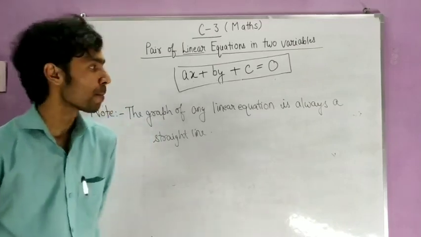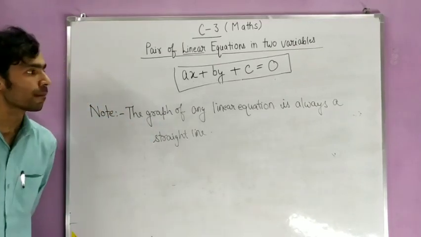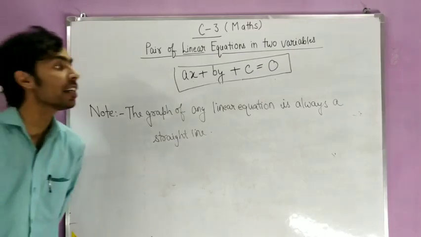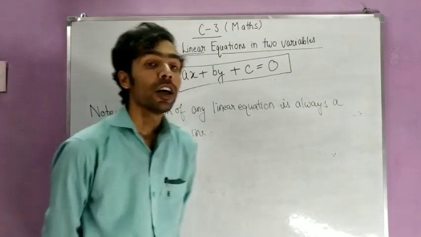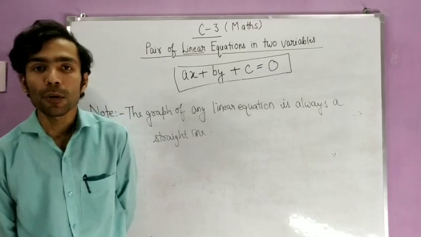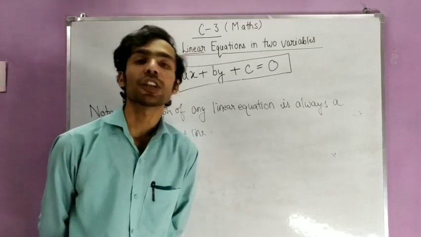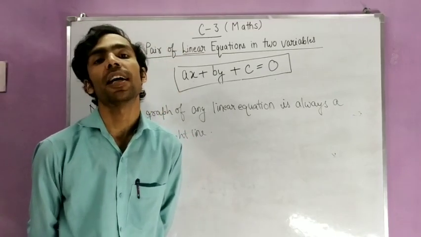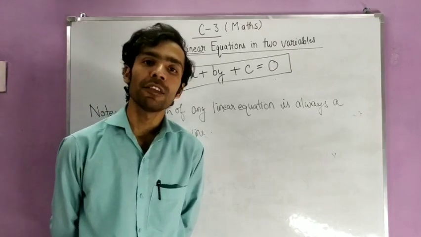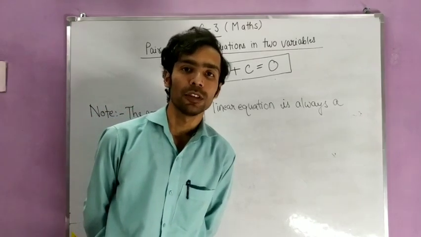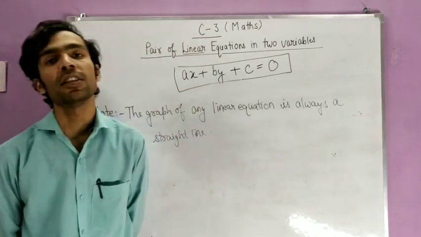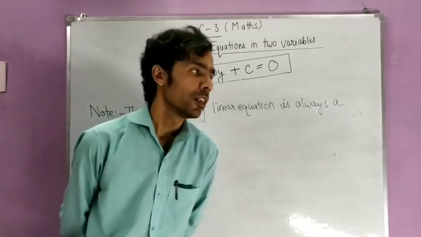Graph of any linear equation is a straight line. Whenever you see a linear equation, it means that its graph will always be a straight line, whether the linear equation is in 1 variable, 2 variables, or 3 variables. Always it will form a straight line. So note down this thing.